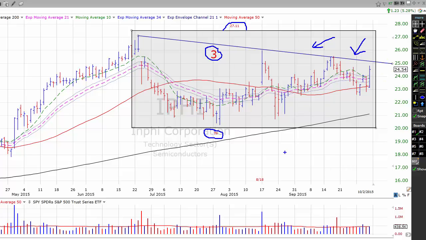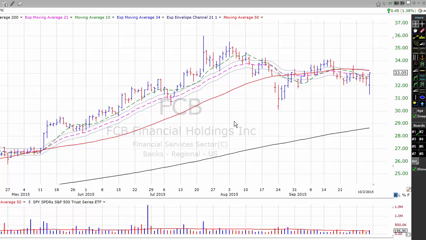We can buy Infi on a break above that trend line, keeping in mind that we are on a primary sell signal and that we want to keep our stops at their tightest levels. Finally, let's take a look at FCB Financial Holdings.